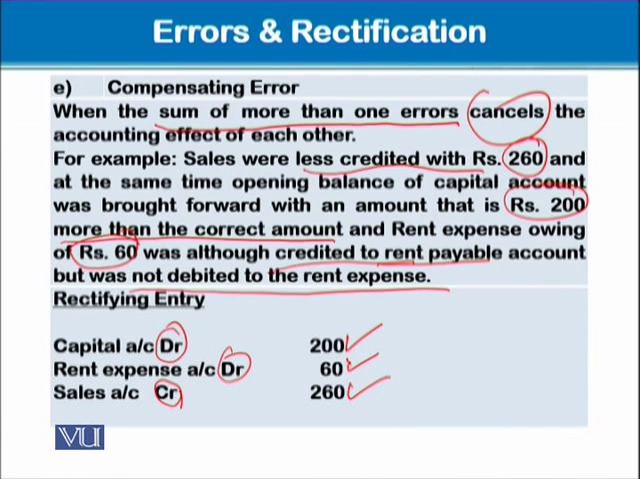So we see there are three different errors which are in fact compensating. The debit effect is being compensated with the credit effect. Debit effect is 260 and the credit effect is 260. So by doing this, we see that our compensating error is also rectified. Sum of debit is equal to the sum of credit.